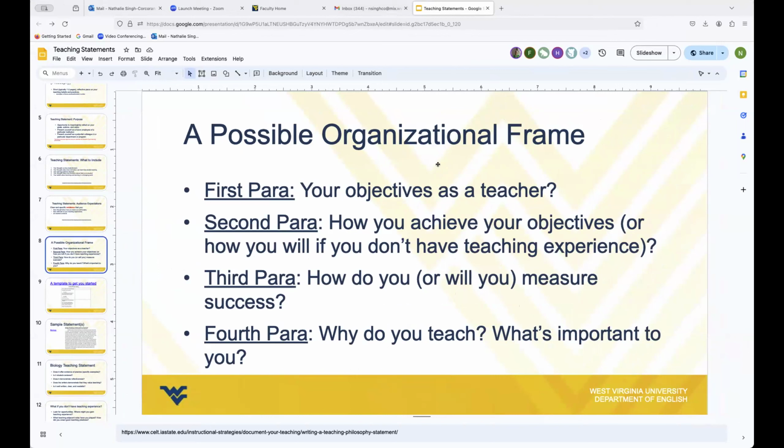So, in the first paragraph you talk about your objectives, in the second paragraph you talk about how you achieve those objectives, in the third paragraph you talk about how you measure success, and then the fourth paragraph or fourth section, because they aren't necessarily just single paragraphs: Why do you teach and why is it important to you? I think that would be a perfectly fine approach.